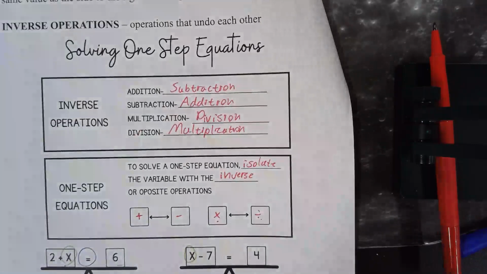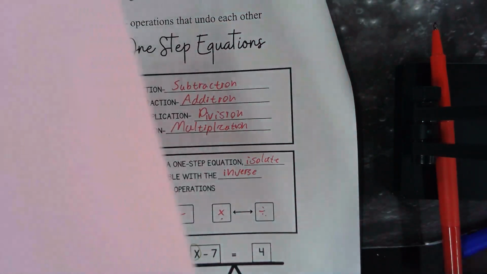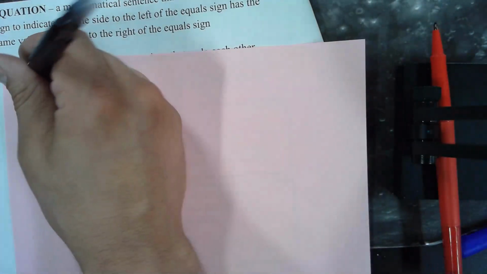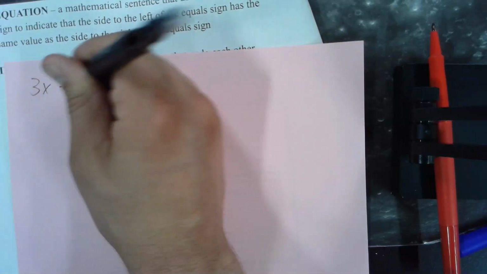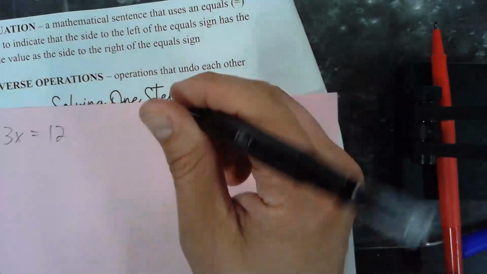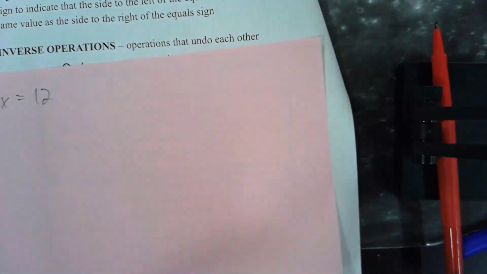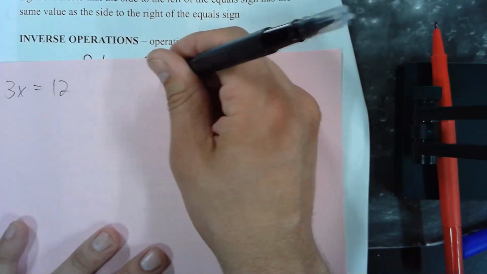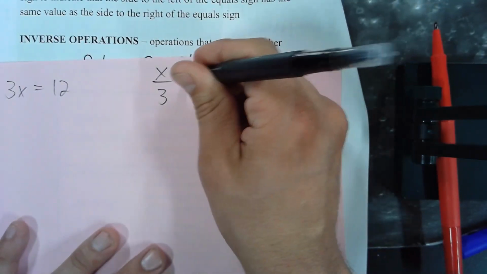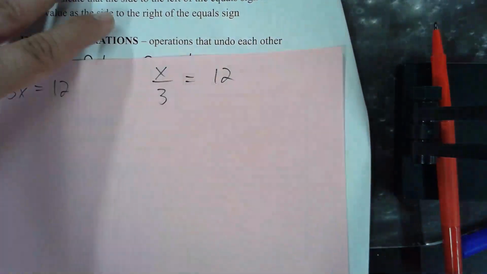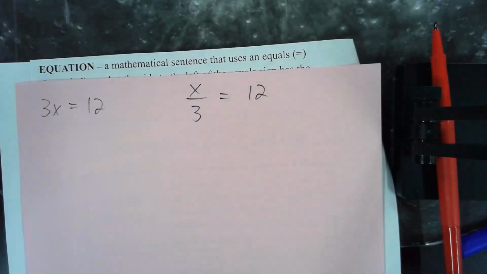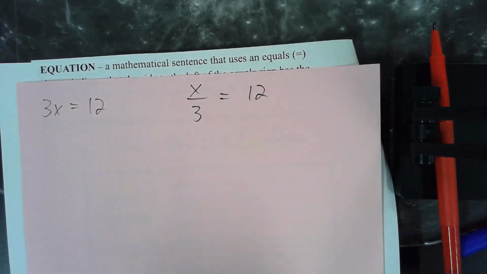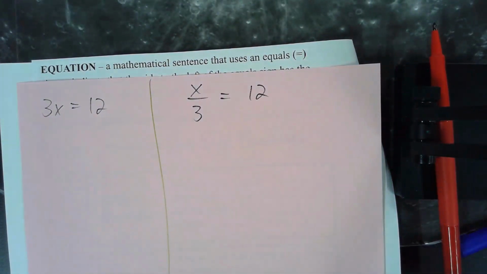Okay. So next one is 3x. I'll just write both of them on the same page. 3x equals 12. 3 times x equals 12. And x divided by 3 equals 12. Okay, so they both equal 12. So 2 different problems. Let's draw a line.